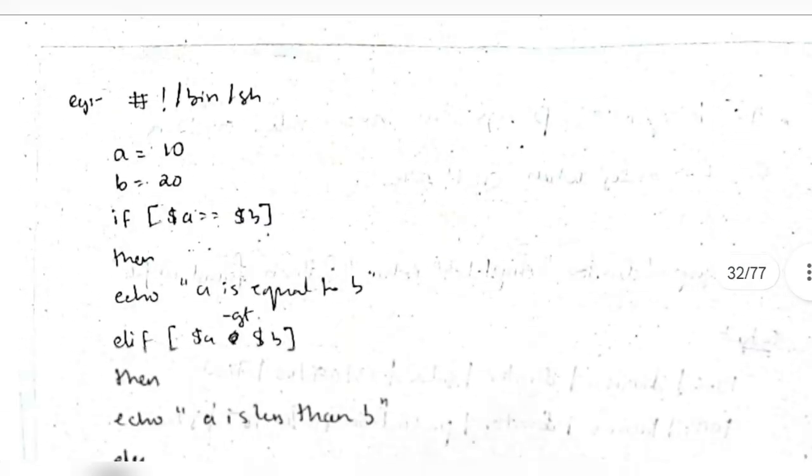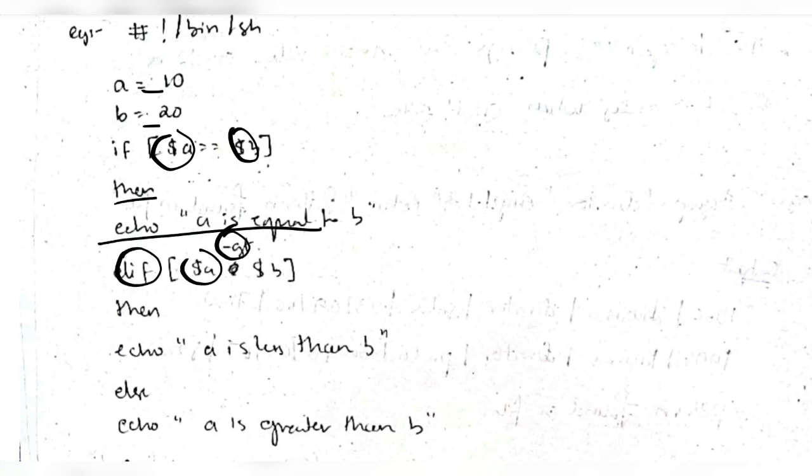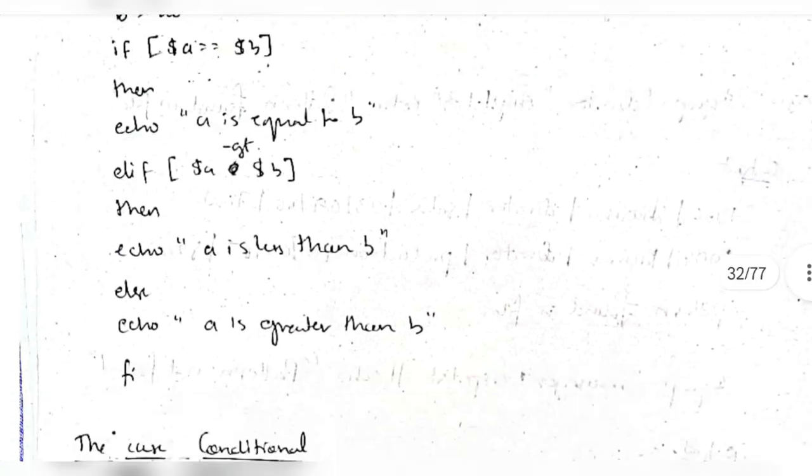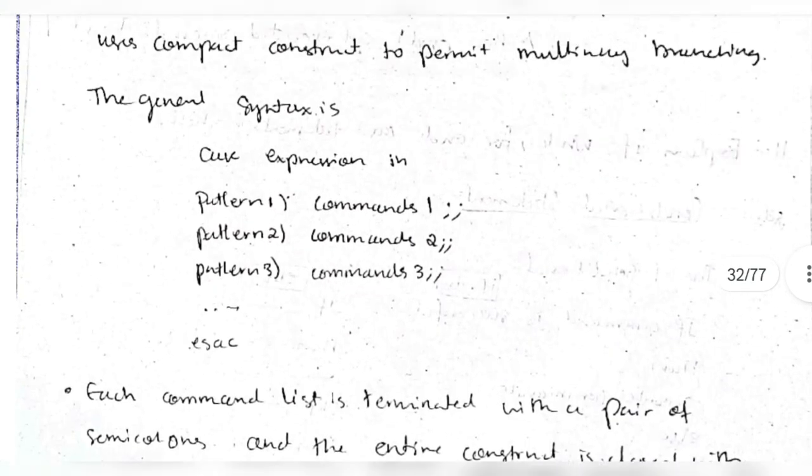Okay, an example is as follows. Here we have a equal to 10, b equal to 20. If a equal to b, then echo a is equal to b, elif a gt b. What is gt? Gt means greater than. Then echo a is greater than b. Sorry, I had written it wrongly, it should be a is greater than b, and here we'll have else a is less than b.